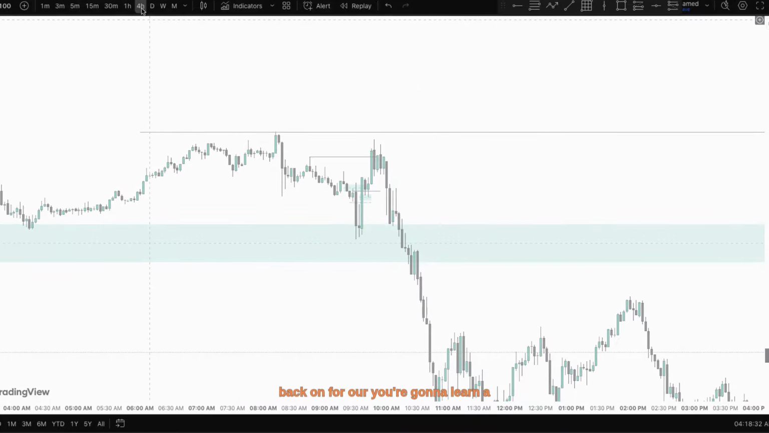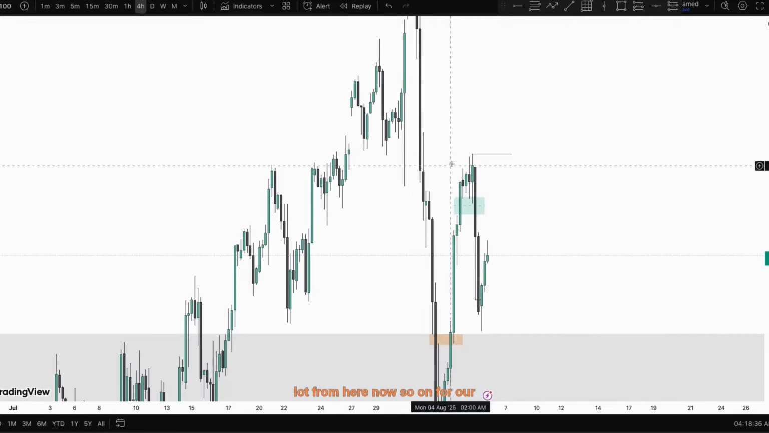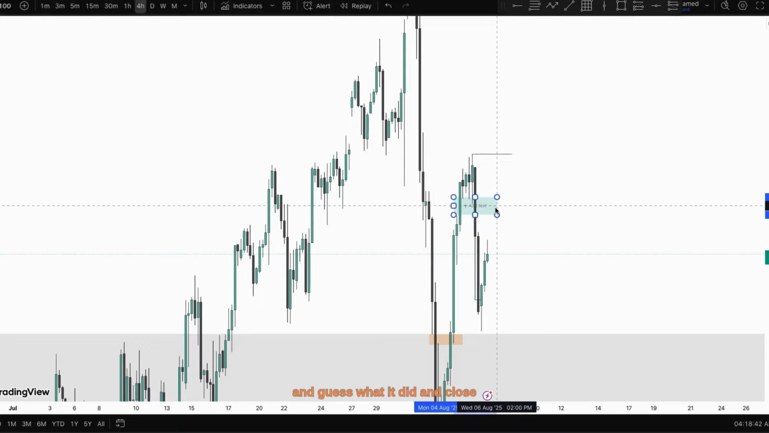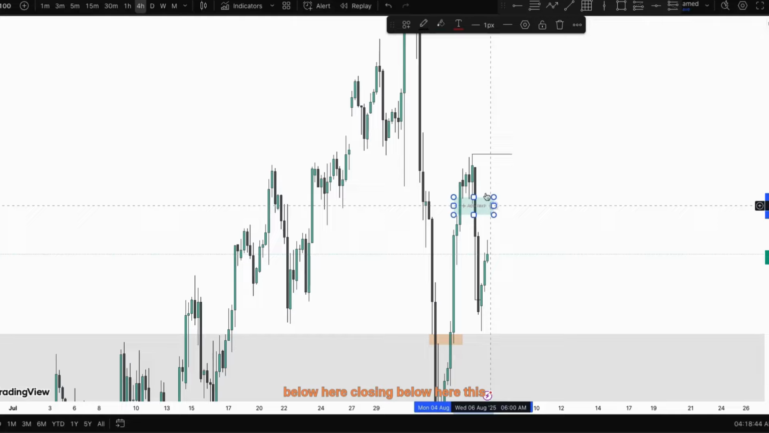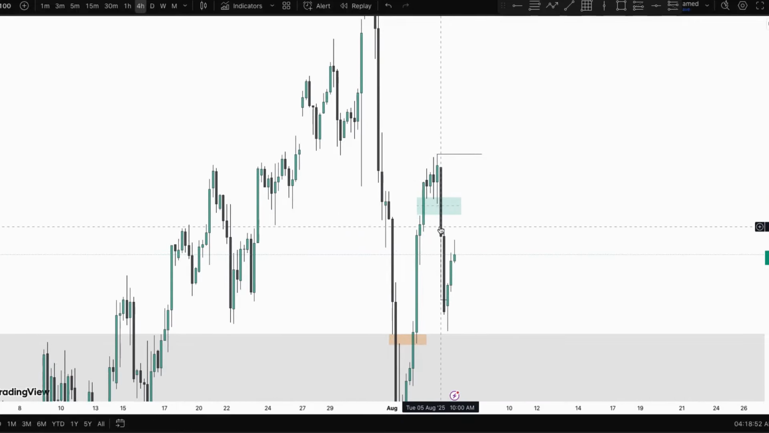Then I went back on 4 hour. You're gonna learn a lot from here now. So on 4 hour, it dropped, and guess what it did? And closed below here. Closing below here, this candle, you can't trade because this is not a manipulation candle. This is a displacement. All right, this is a displacement.